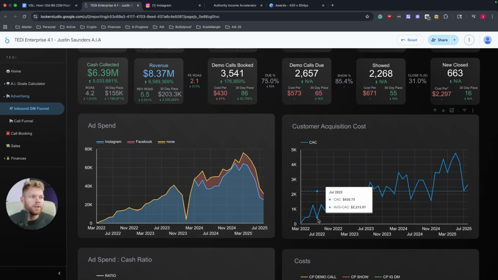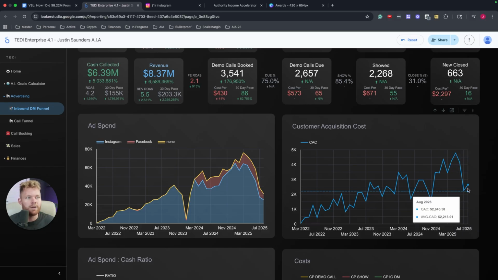So you can see on here, this is our customer acquisition cost over time. Pretty cool, right? From the start of March 2022 to currently in August right now is $2,645, which, we actually just closed a couple deals yesterday, so I checked this morning, it's around 2,100 right now, something like that. Point being, look at this big spike right here. Most people would freak out seeing a huge cost per acquisition.